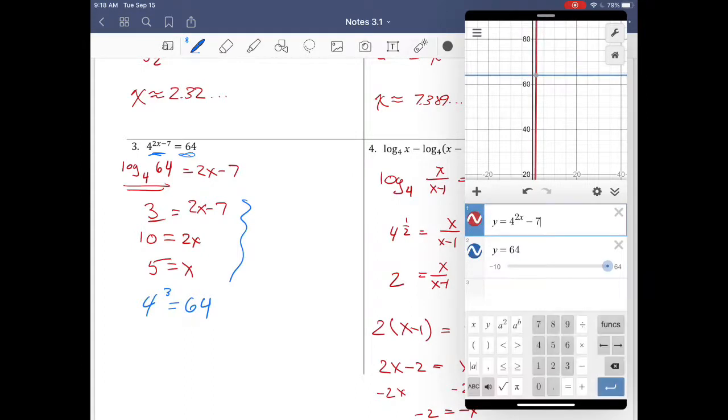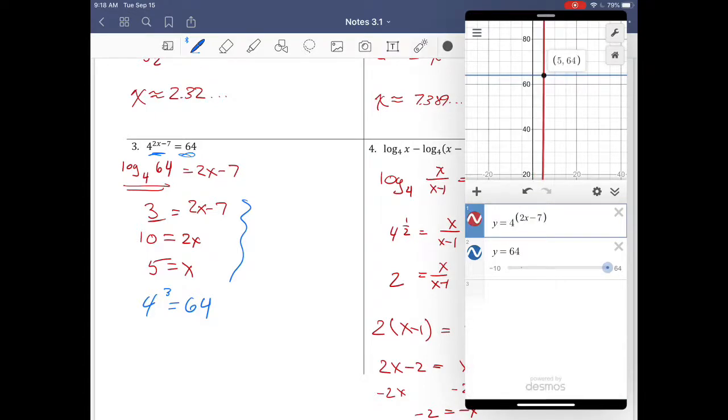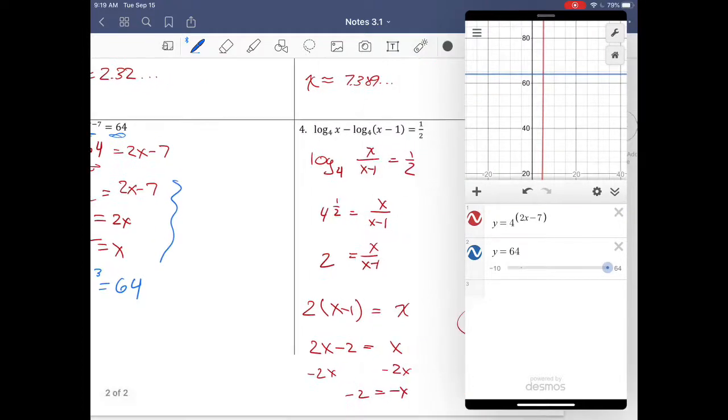oh, Mr. Dodd. That was not an intentional error there. I failed to keep the subtraction symbol. I probably need to put a parenthesis up there. 2x minus 7. And now we get our x is equal to 5. That makes more sense. There you go.